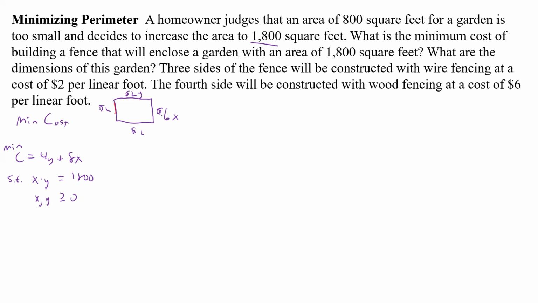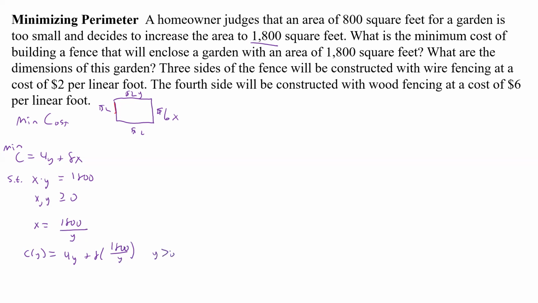Okay. All right, so let's do like we did last time. Let's solve one of these, and let's do this second one here. Let's solve this one for x, because that's kind of what we did last time. We solved for x, and then we did c of y, so we'll do it again that way. So x is 1,800 divided by y. So c of y then is what? Well, plug that in. We have 4y plus 8 times 1,800 over y.